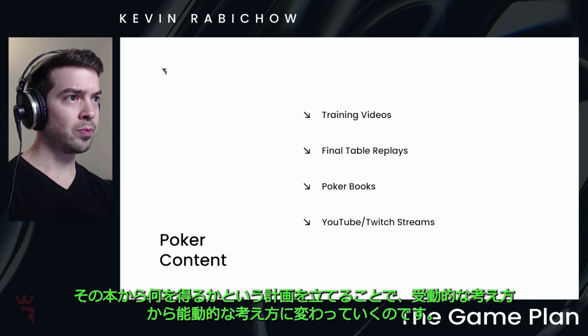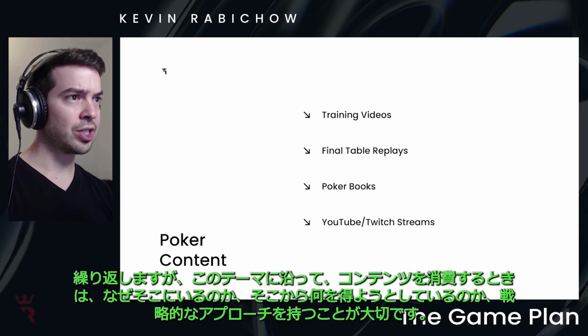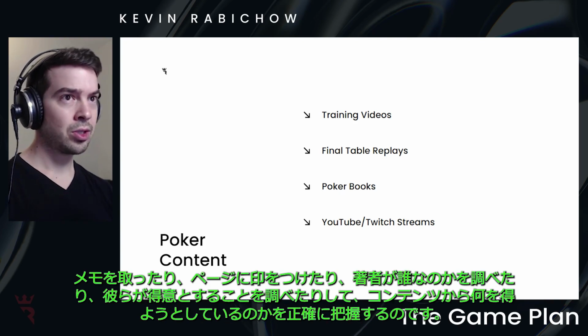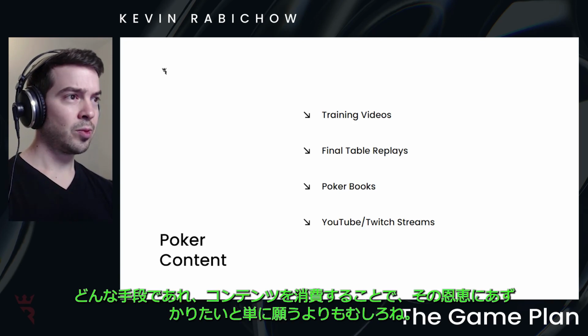Having a plan for what you're going to take away from that book is going to change your mindset from a passive mindset to an active mindset. So again, sticking with that theme, when you're consuming content, have a strategic approach to why you're there and what you're trying to take away from it. Take written notes, mark pages, research who the author is and what they're good at, and figure out exactly what you're trying to take away from that content, rather than just hoping that by consuming content in whatever means possible, you're going to benefit from it.